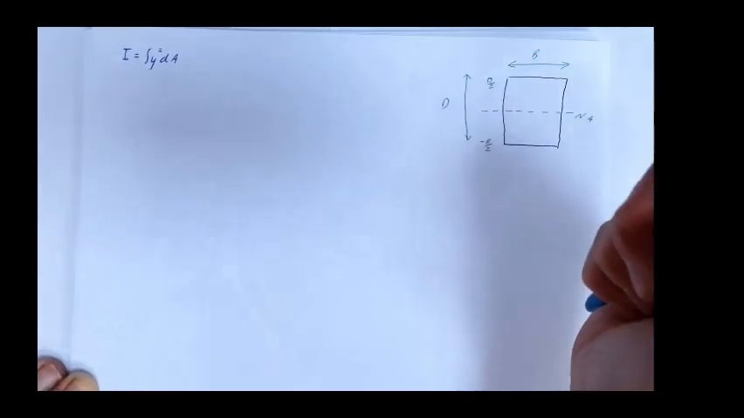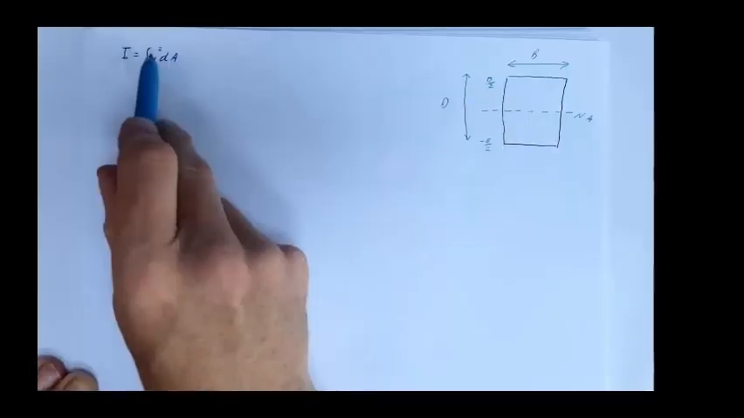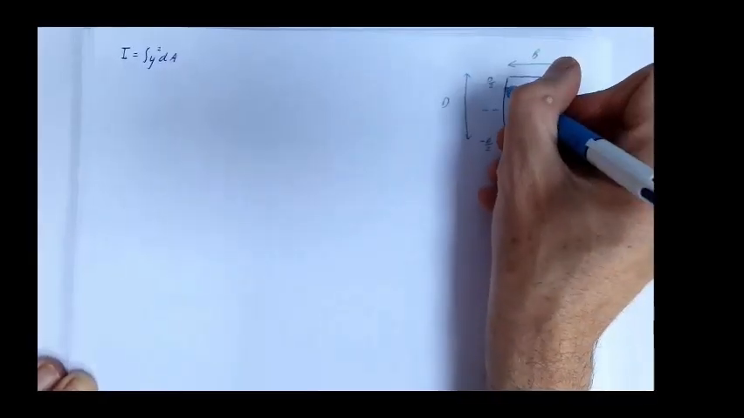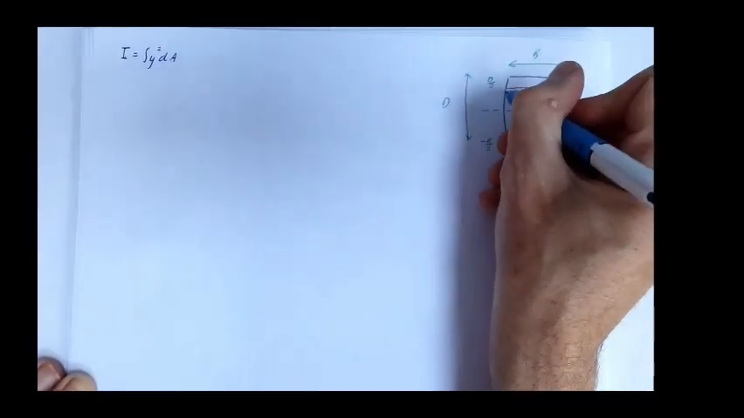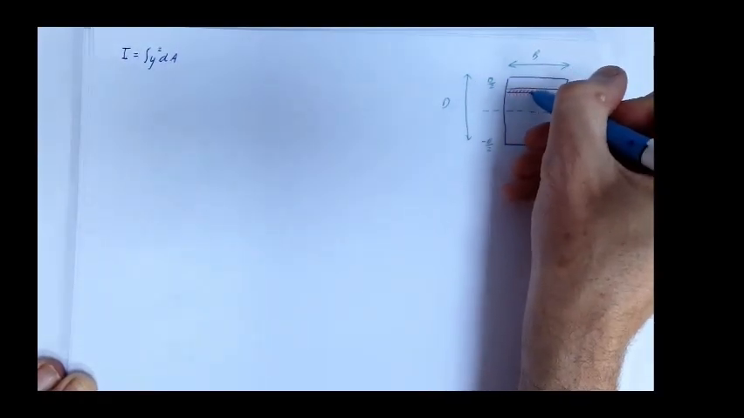And we're going to work out the second moment of area of this section. We're going to integrate it. We're going to integrate all of these small sections. So let's call this small section here dA.